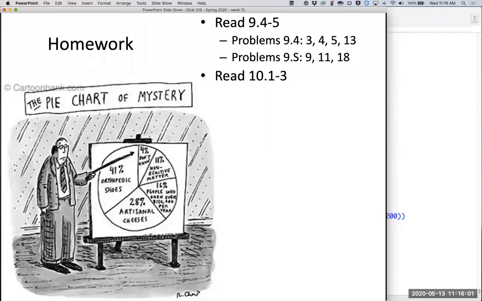So in Chapter 9, Section 4, we're dealing with the chi-square approach and my very favorite pie chart, the pie chart of mystery. 41% orthopedic shoes, 28% artisanal cheeses. Yeah, like that fits. 11% non-reactive matter, 4%, what does that even say? I can't even read that. And then 16% people who earn over $100,000 per year. Let's just take a collection of categories that don't really fit together and make a pie chart. That's why it's my favorite.